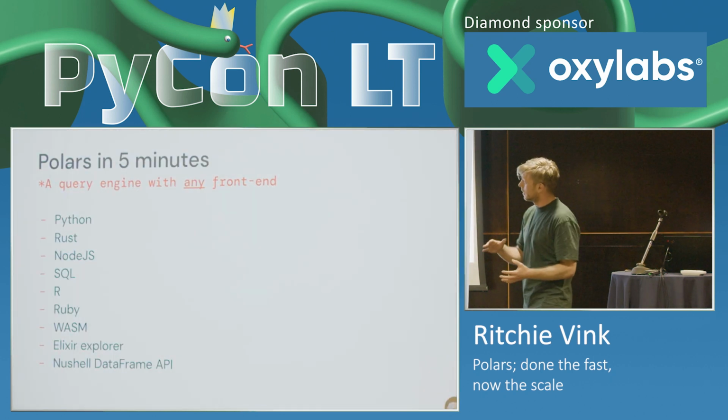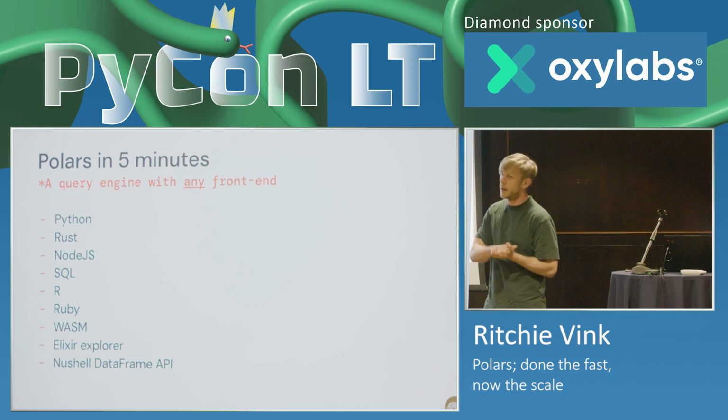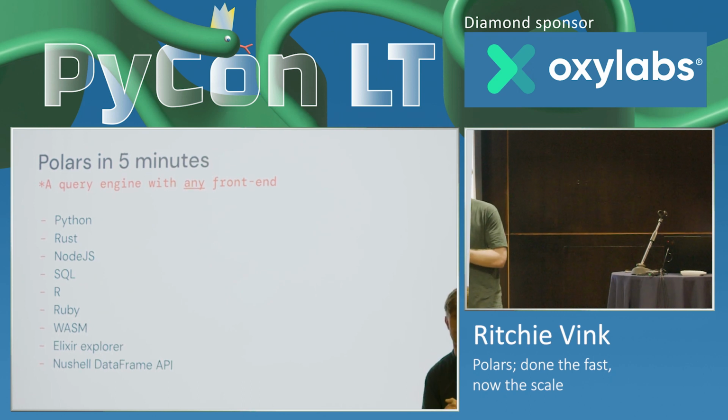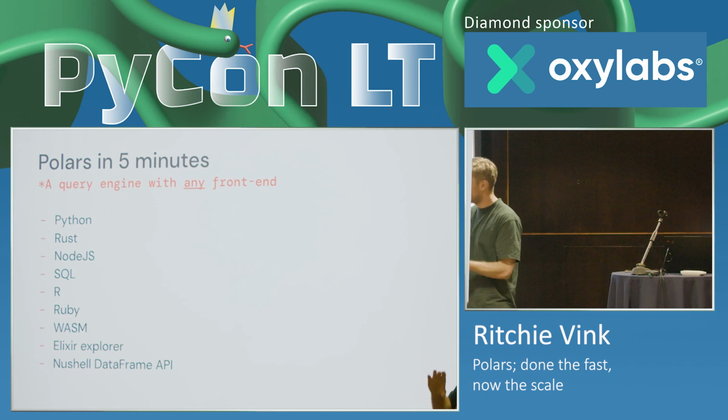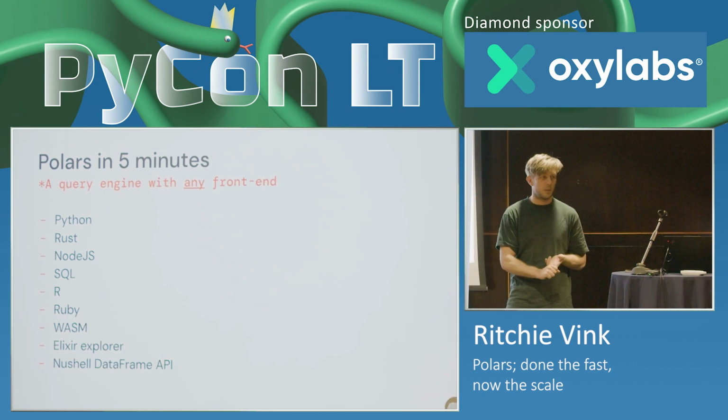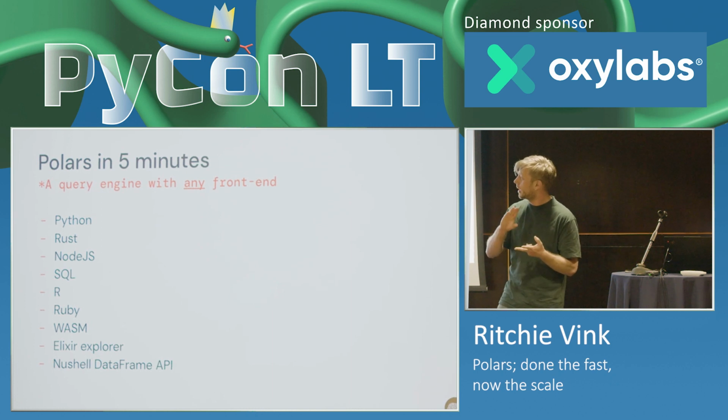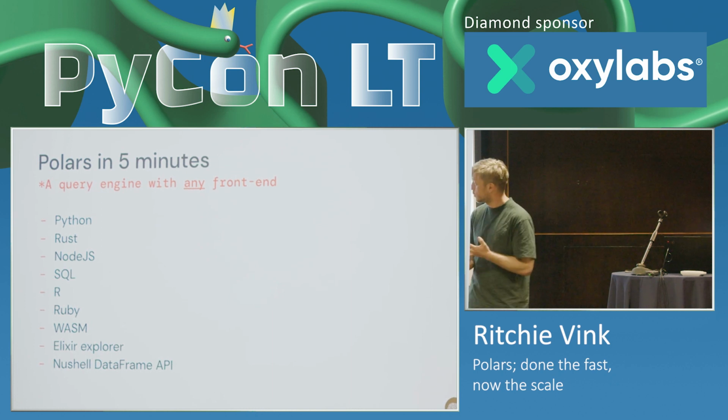And Polars is really modular. It's written in Rust as a data frame library, a query engine, which can actually be exposed to any frontend. I think the most famous frontend is Python. It's our de facto implementation, but we also have a data frame frontend in Node.js, we have one in R, we have one in Ruby. You can compile it to WebAssembly. We have a SQL front end.